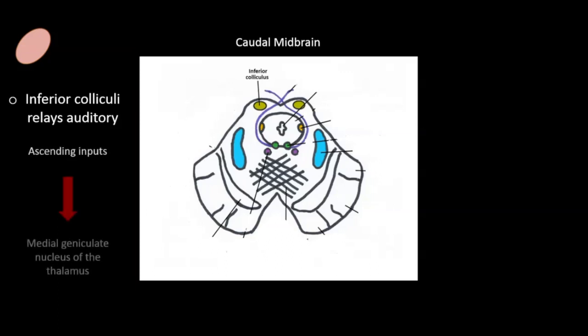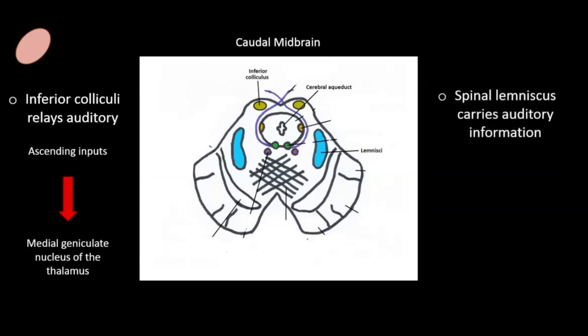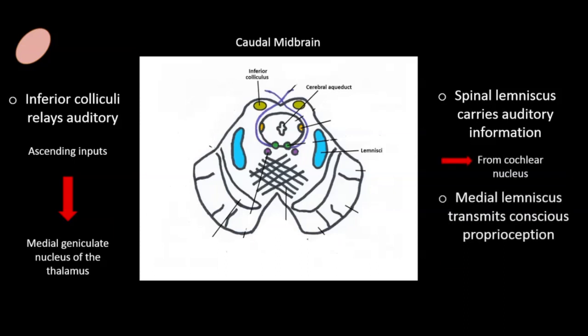It receives ascending inputs from auditory relay nuclei of the medulla and pons to the medial geniculate nucleus of the thalamus. The cerebral aqueduct contains cerebrospinal fluid and connects the third ventricle to the fourth ventricle. We can identify two lemnisci, the spinal or lateral lemniscus, which carries auditory information from the cochlear nucleus, and the medial lemniscus, which transmits conscious proprioception from the body to the thalamus and cerebral cortex.